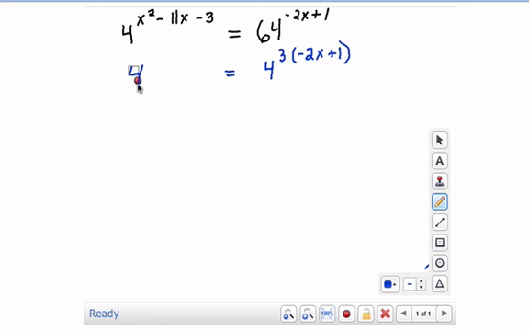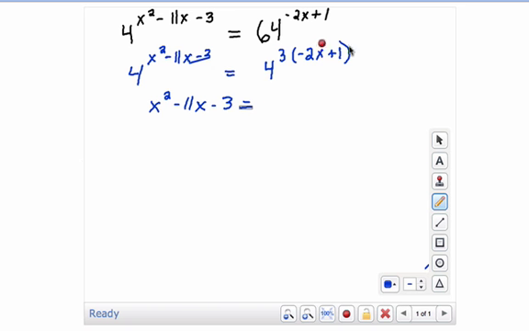So the whole idea here is if you can have these be the same bases, in order for these things to be equal, if the bases are the same, then the exponents must also be the same. So as soon as we can convert them to the same bases, then we can drop the bases and just look at the exponents. So remember, if the bases are the same and they're equal to each other, then the exponents must be equal to each other. That's the concept that we're using here.